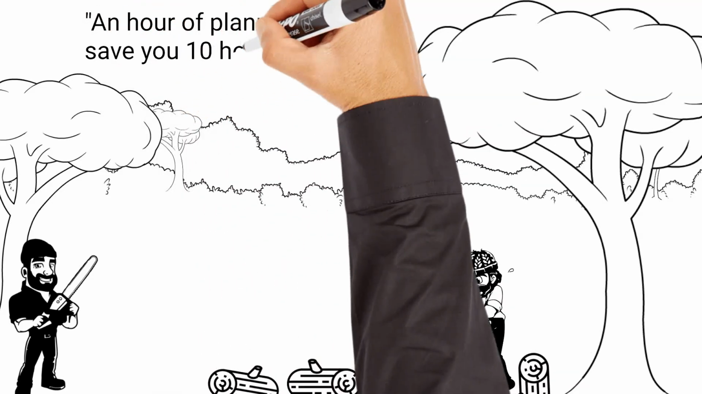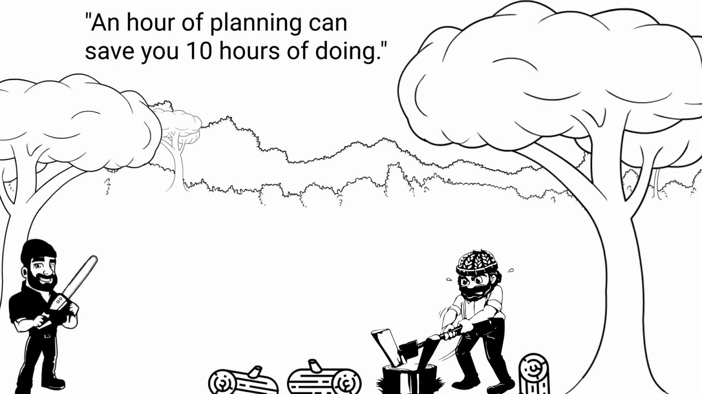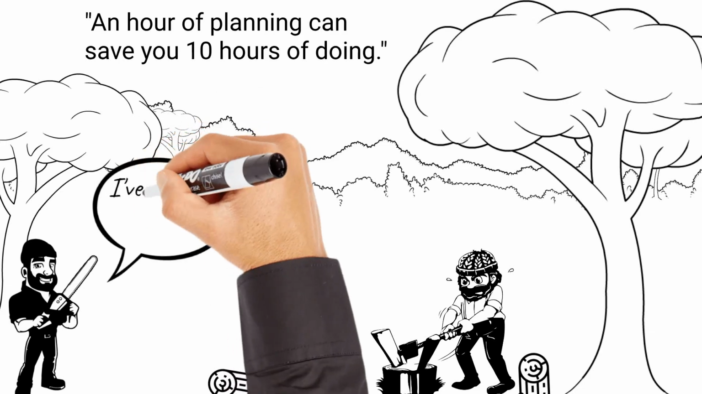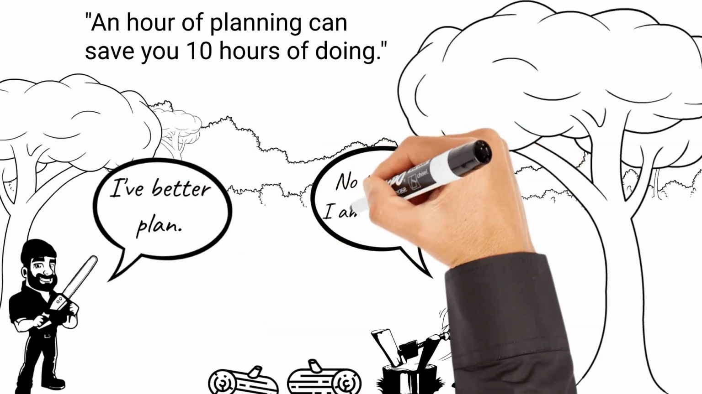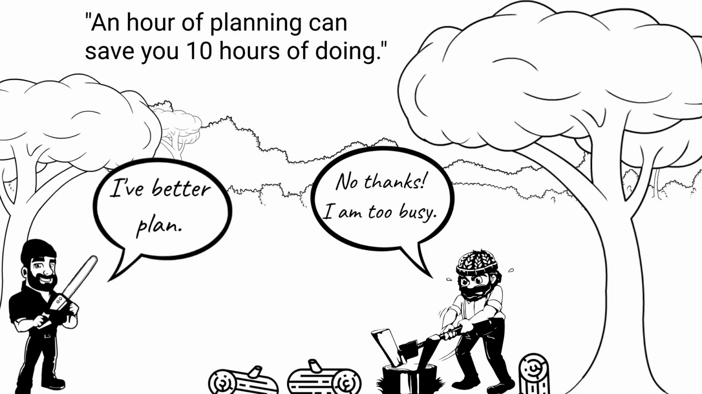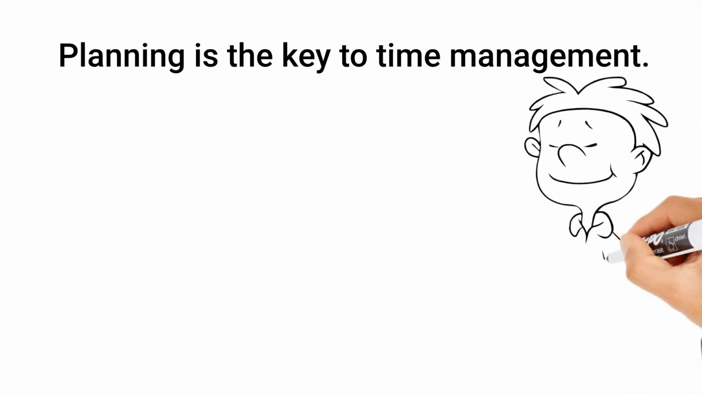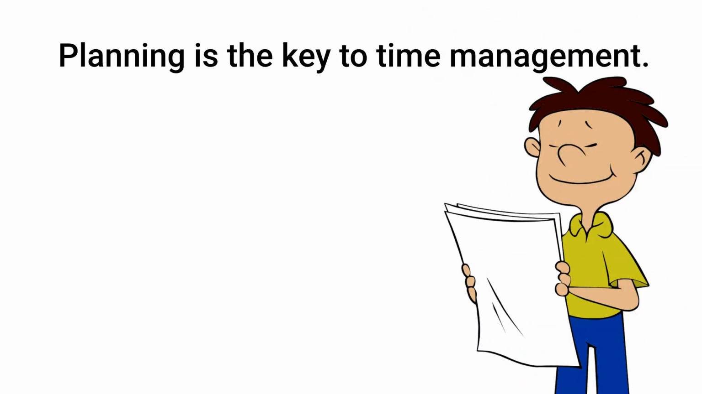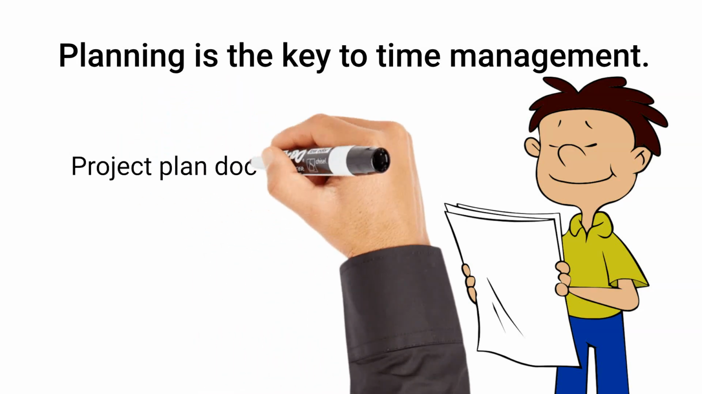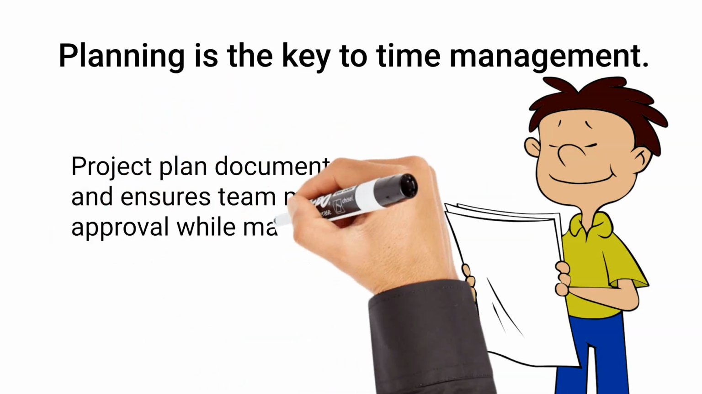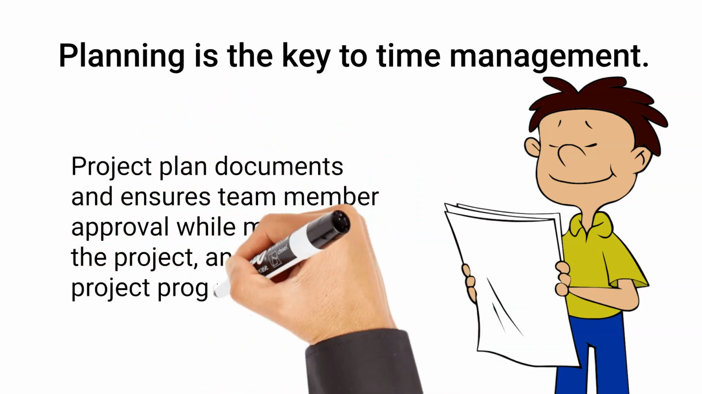Some wise men said that an hour of planning can save you 10 hours of doing. Abraham Lincoln once said, "Give me 6 hours to chop down a tree, and I will spend the first 4 sharpening the axe." So, planning is the key to time management. A project plan is a formal agreement between project stakeholders. It documents and ensures team member approval while managing the project and tracking project progress.